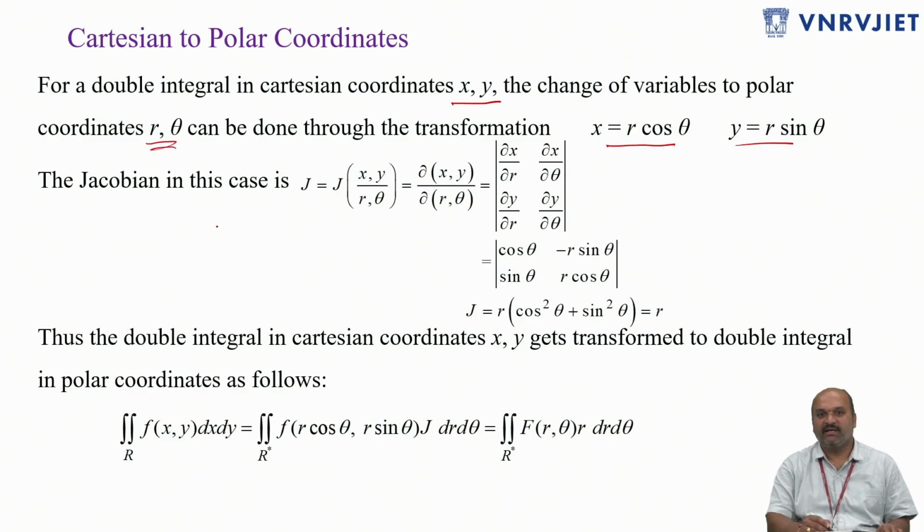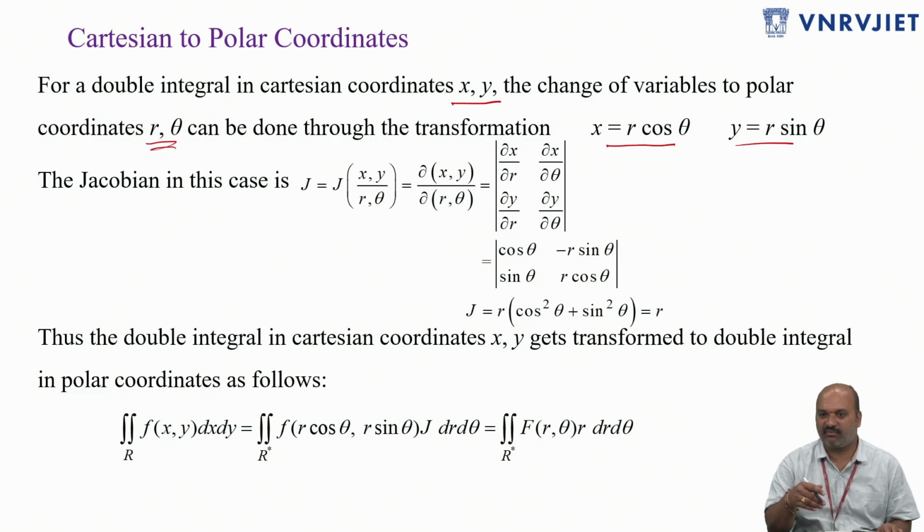And so what is this Jacobian? While transforming from one coordinate system to another, in the double integral of f of x, y dx dy, instead of x you substitute r cos theta, and instead of y you substitute r sin theta. Now dx dy is nothing but the Jacobian times dr d theta. What is this Jacobian? It is the Jacobian of the variables x and y with respect to r and theta.